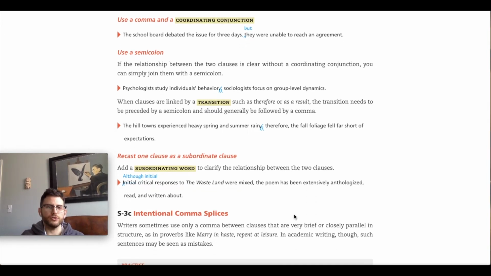The last way you could fix a run-on or a comma splice is, your book tells you, to recast, or turn one of the independent clauses into a dependent clause. A dependent clause needs to be connected to an independent clause, so I don't need a period or any other punctuation mark. I could just connect them with a simple comma if I make one of them subordinate, a dependent clause.